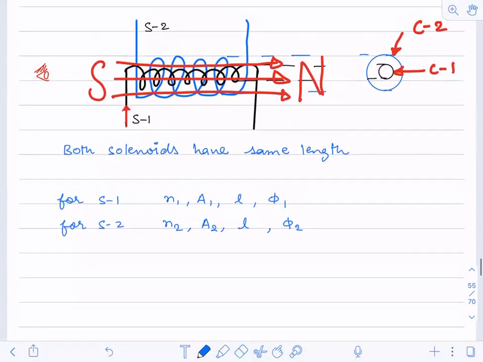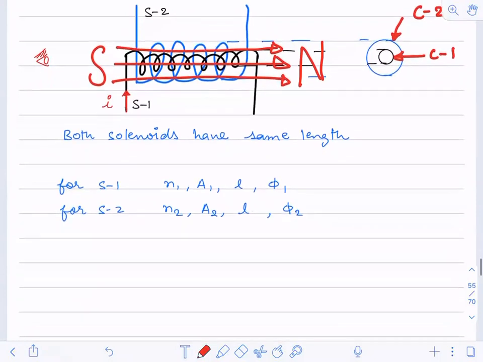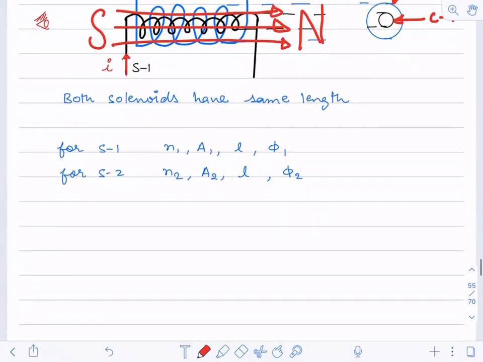Now, the current you can see is flowing through S1. The current is I. I amount of current is flowing through the first coil. Now, I'm starting the derivation. All of you just try to concentrate now. What is the flux in second coil due to first coil? So this is the flux in solenoid 2 due to solenoid 1.